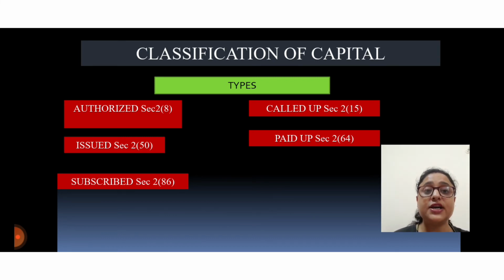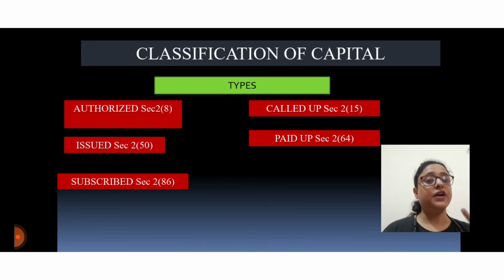Now, shareholders will be subscribing the shares. I have issued the shares, but they are not subscribed. They are not taken by the shareholders till now. But when they are taken or subscribed by the shareholder, that will become the subscribed shares. And after that, now the payment has to be given. They have subscribed, they have taken these shares, but they haven't given the payment against the shares.